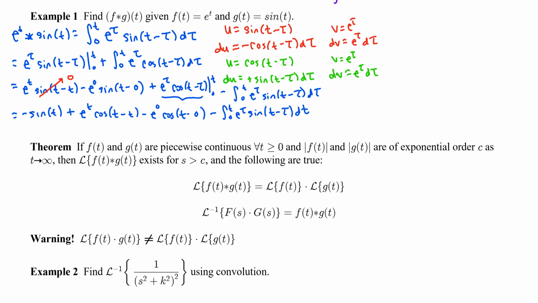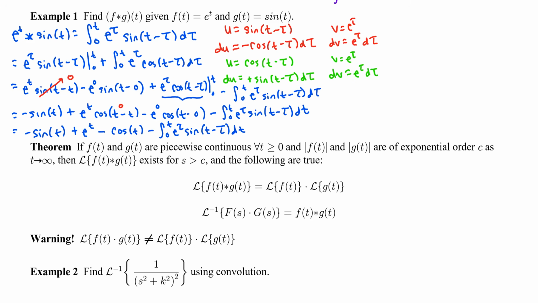Okay, finishing out our simplification here, we have negative sine of t. In this spot, we have cosine of 0. Cosine of 0 is equal to 1. So this term becomes e to the t. And next, we have e to the 0th, which is 1, times cosine of t. So that term becomes minus cosine of t. And I'm just going to string this along until the next step.